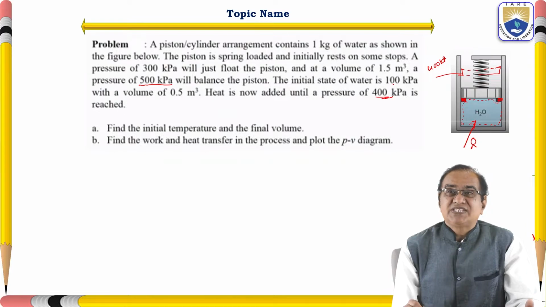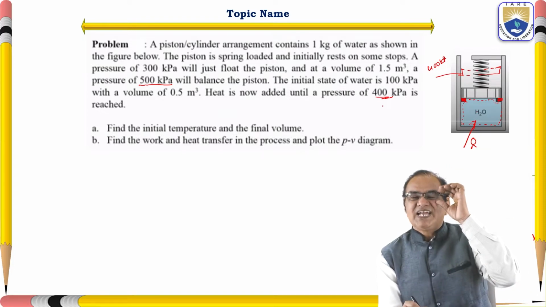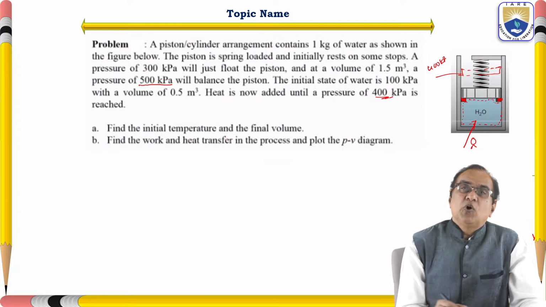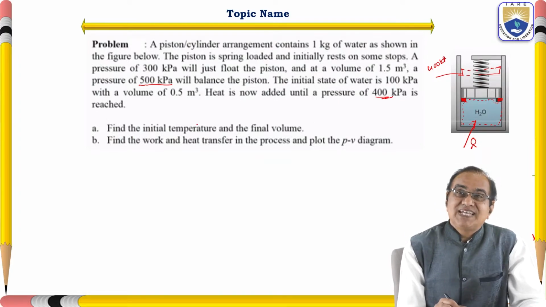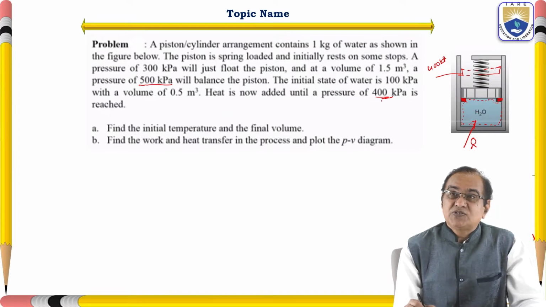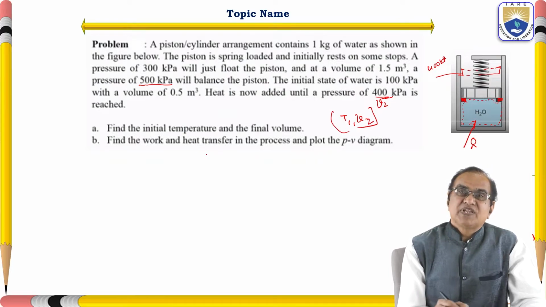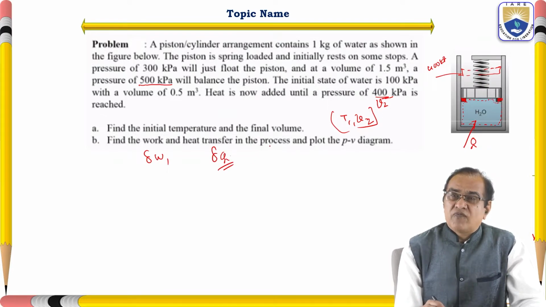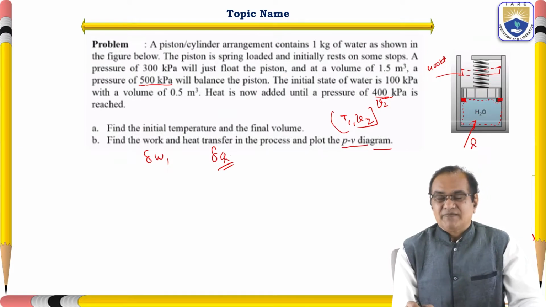The initial state has two parameters given, but for the final state only pressure is given. We have to find out another parameter. So what do we have to find out? Find the initial temperature and the final volume. So what will be the volume here? V2 and the initial temperature T1. T1 and V2 we have to find out first, and then find the work and the heat transfer. So del W and del Q we have to find out, and also draw the PV diagram.